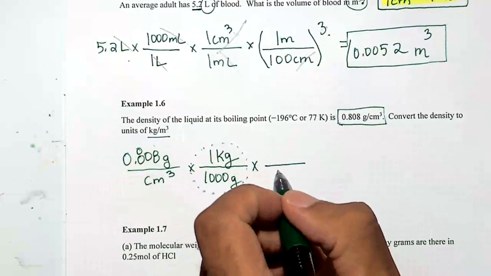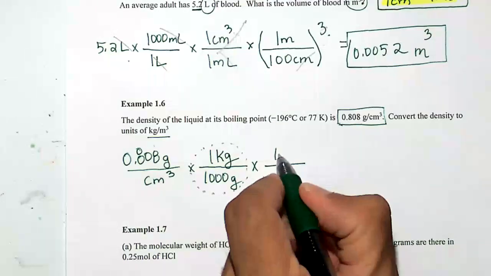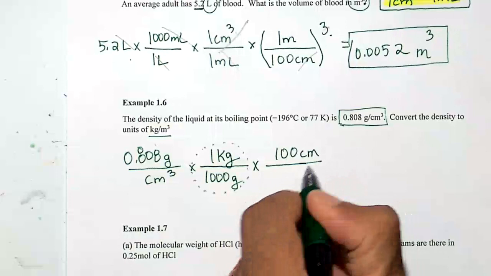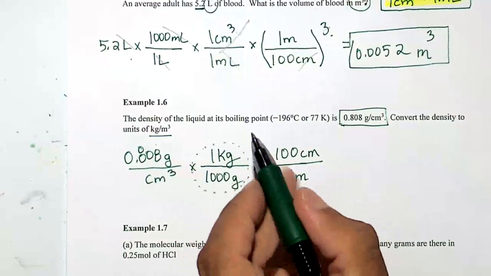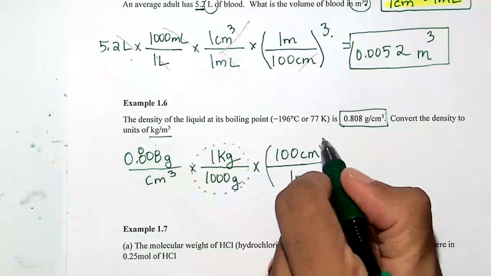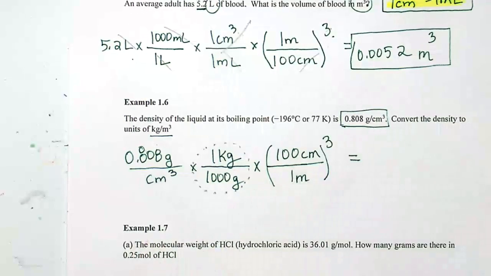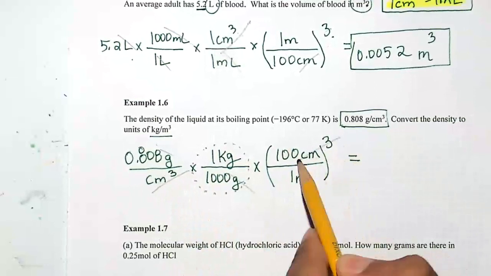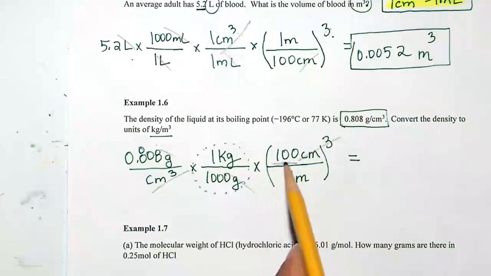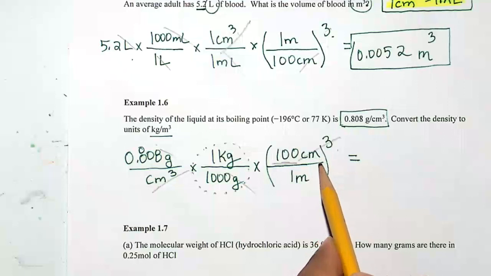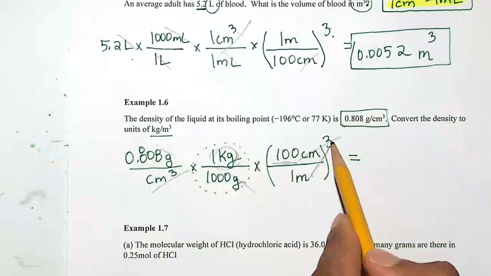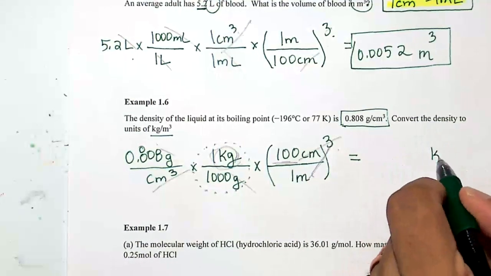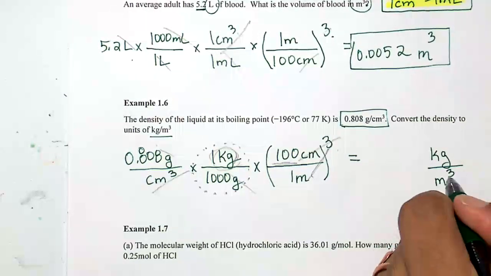How do I get to meters cubed at the bottom? And what should I do with this one here? Yes, cube it. Okay. All right, the grams cancel. Centimeter cube cancels with the centimeter cube. What should I do with this 100? Cube it. What are my final units? Kilograms, meters cubed. See that? Kilograms, meters cubed.